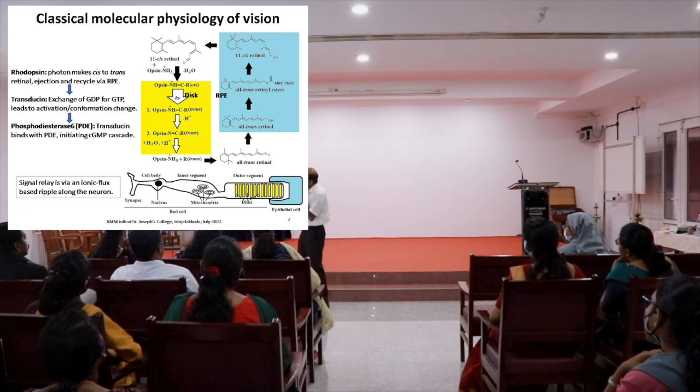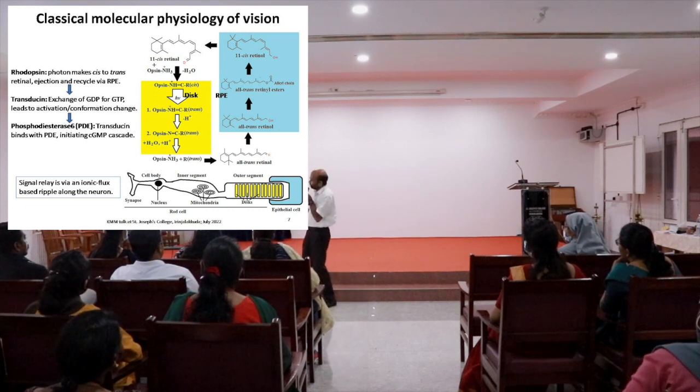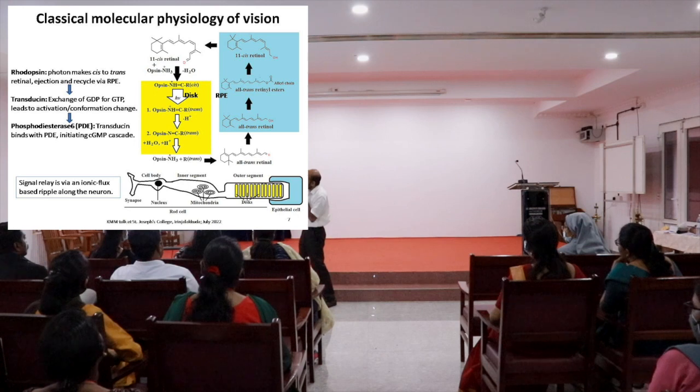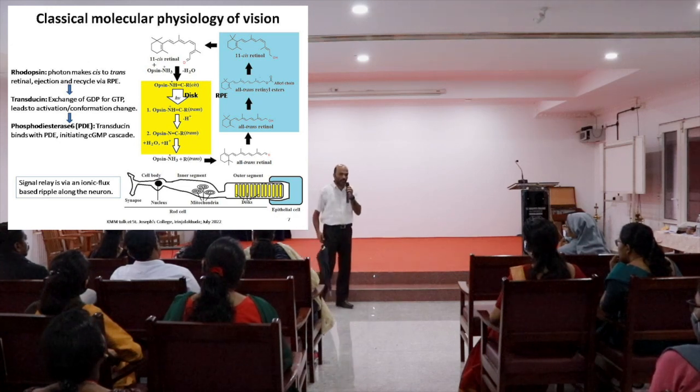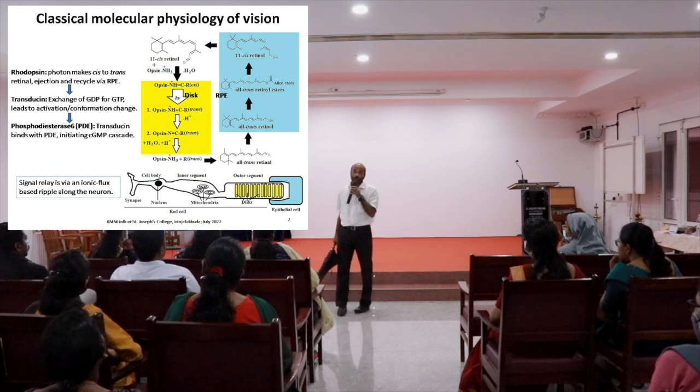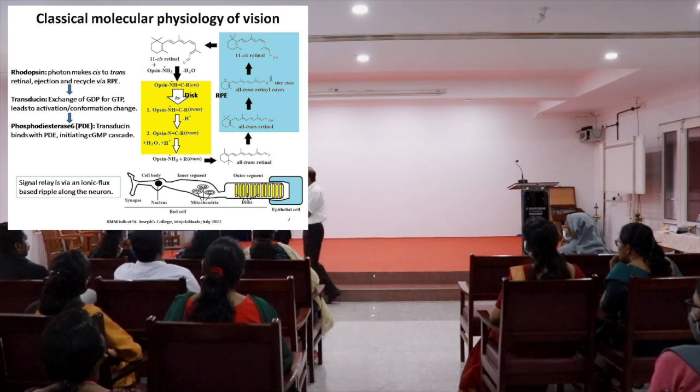So this is the rod cell, this is the retinal pigment epithelium, and there are the rod cell discs. These are membrane filled stacks. So this is the mechanism, basically, as you see in textbooks as of now. It's the basic mechanism of how we see.